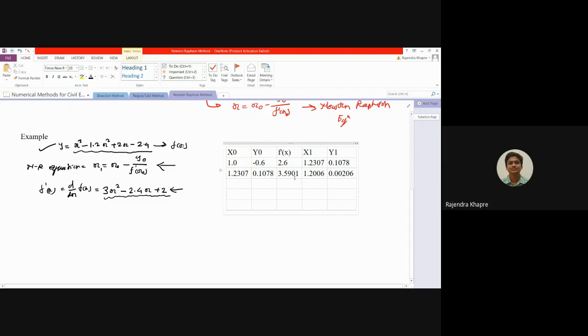Still, if you want, you can continue this. So I'm just continuing this with 1.2006. And this value will be 0.00206. So now can you please tell me f dash of x and another value of x1? I'm sure it will be 1.2 only.